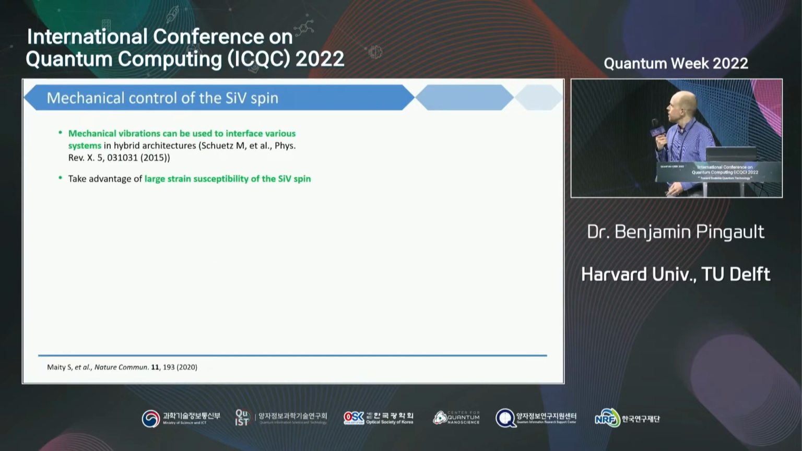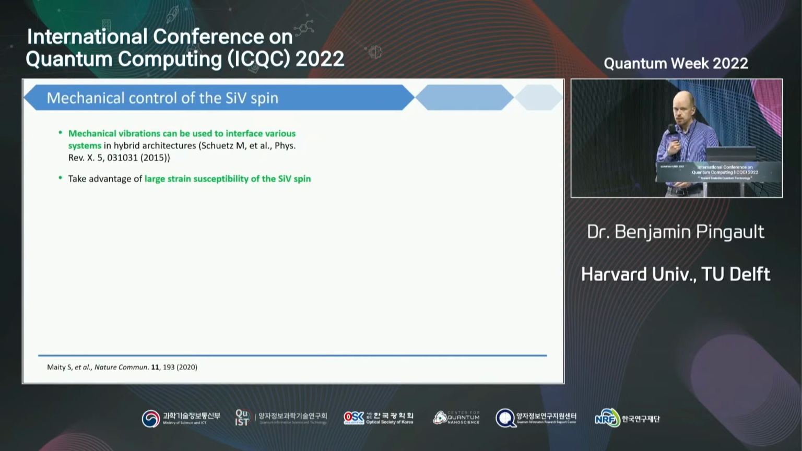So it's all very nice, but how about we actually capitalize on the very great strain susceptibility of the spin? Why that? Well, mechanical vibrations can be used to interface a wide variety of systems to form hybrid architectures, whereby you combine the advantages of one qubit and the advantages of another qubit, trying to mitigate their weaknesses.